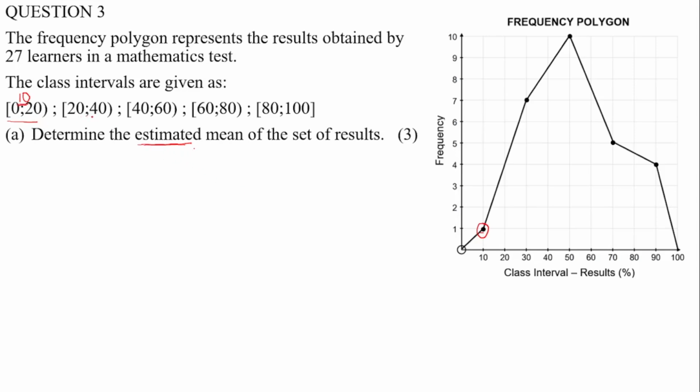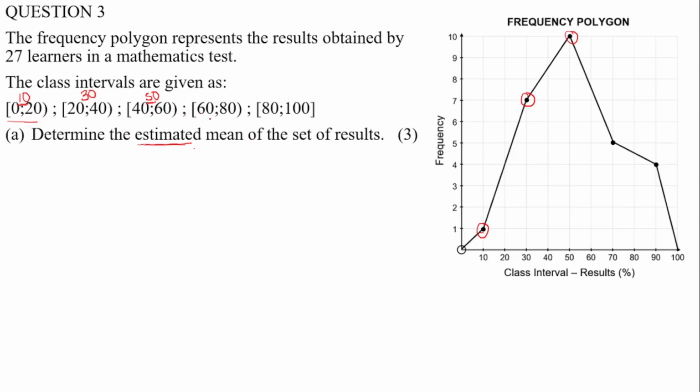And then from 20 to 40 we're going to use the midpoint of the class interval, which is 30. So it's like here 7 learners got 30%, and then here 40 to 60 we're going to take the midpoint of the class interval, and then we're saying that 10 learners got 50%. Actually 10 learners got between 40 and 60, but we're using 50% as an estimation.